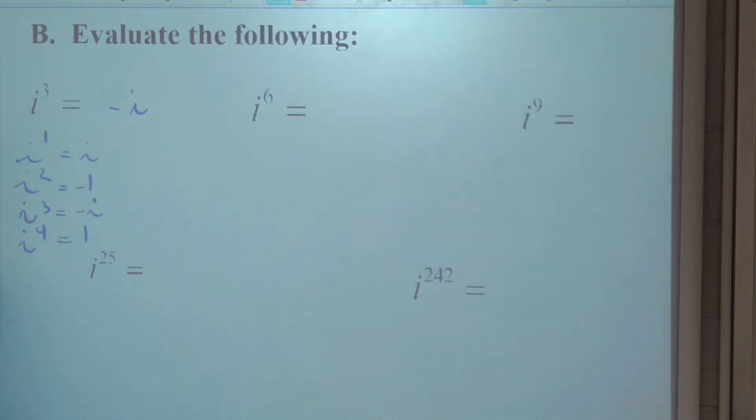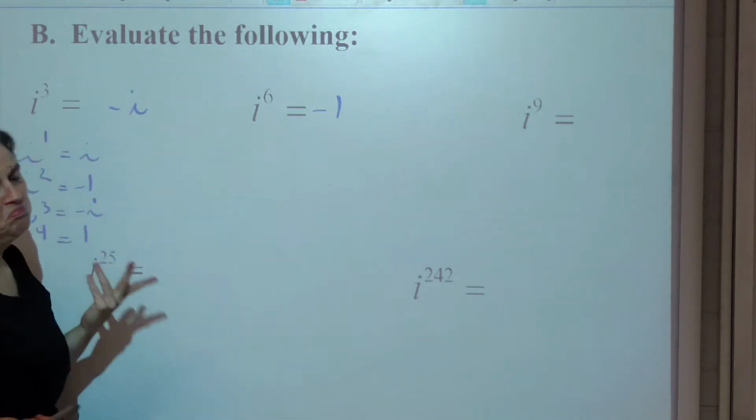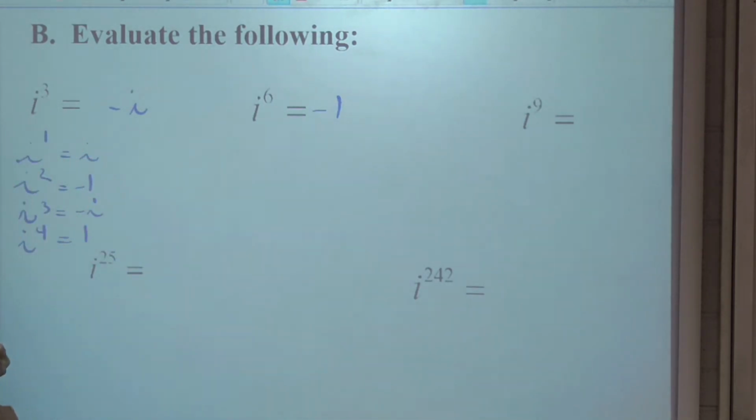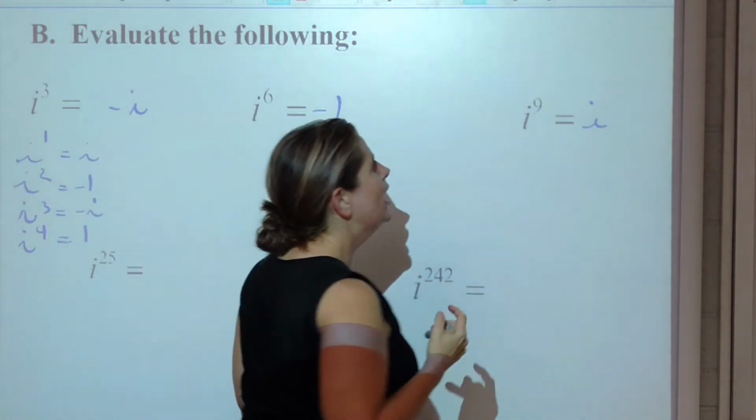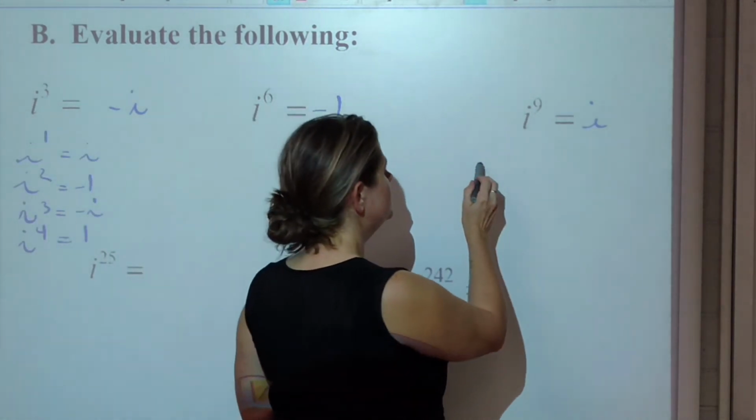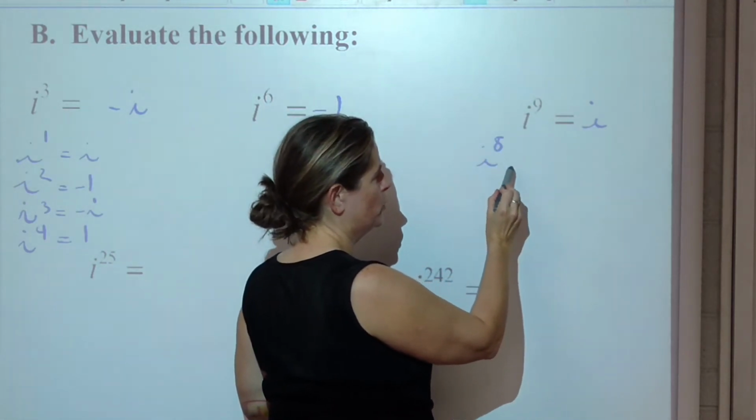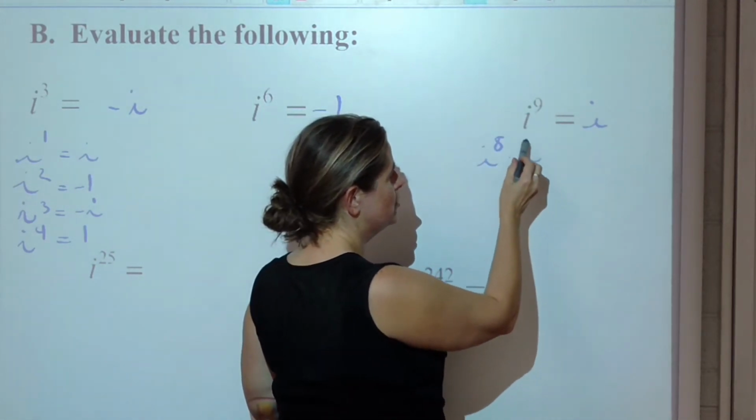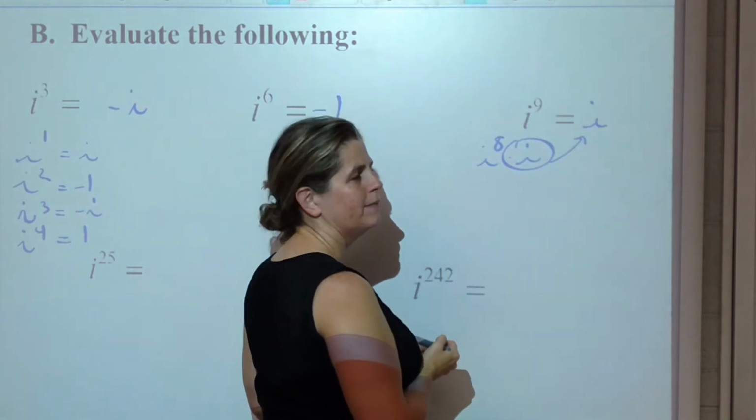For i to the 6th, I could simply sit here 1, 2, 3, 4, 5, 6 and get that this is a negative 1. Something so small, that's perfectly reasonable. i to the 9th, I could do that as well. 4, 5, 6, 7, 8, 9. So I know that it's going to be an i. However, as these numbers get bigger, we might want to think about that a little differently. If you'll break that exponent down into multiples of 4, we know 4, 8, 8's 1 before 9. So really this is i to the 8th, a multiple of 4, times i, and I just simply look up this value, which happens to be i.